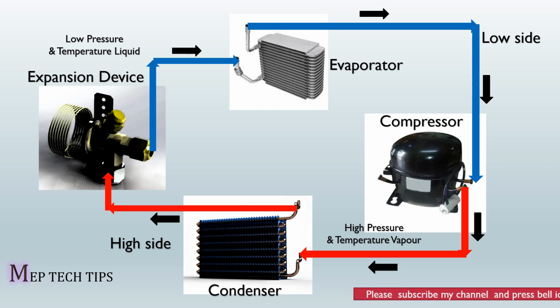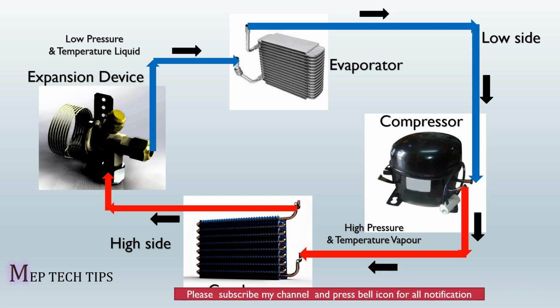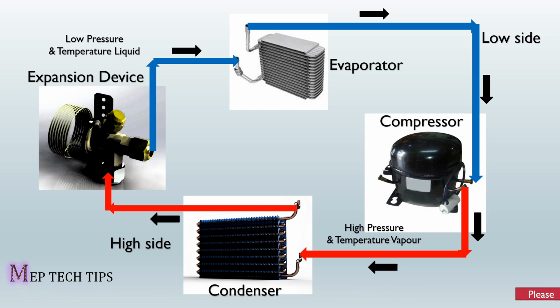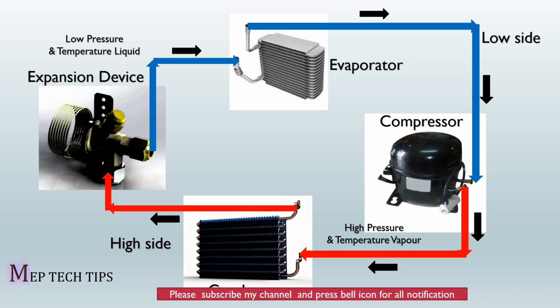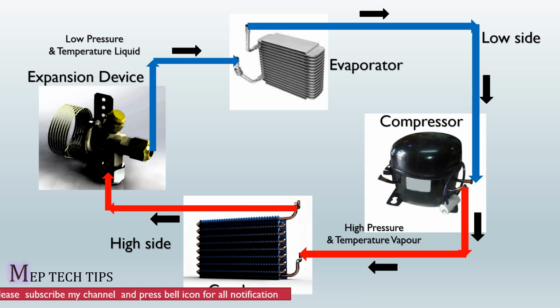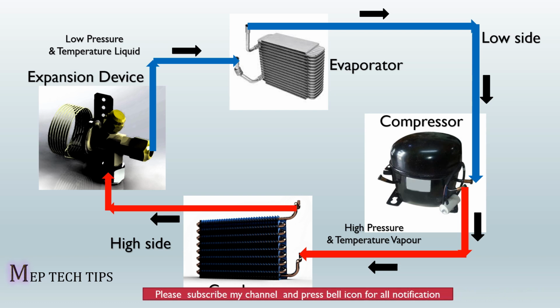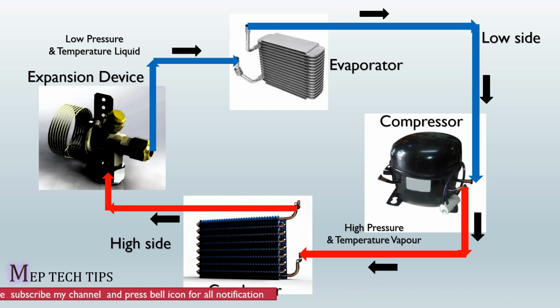The pressure is directly proportional to temperature. So what will happen? The pressure increases, which means the temperature also will increase. So both will increase, and then it will enter the condenser. Let's say, for example, the compressor compresses to 55 degrees Celsius. Yes, we are giving the example of 55 degrees Celsius, and it comes out from the compressor.